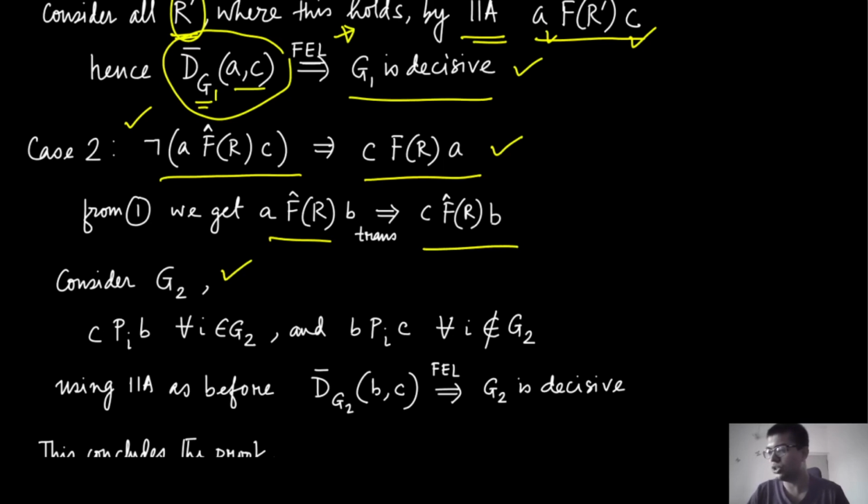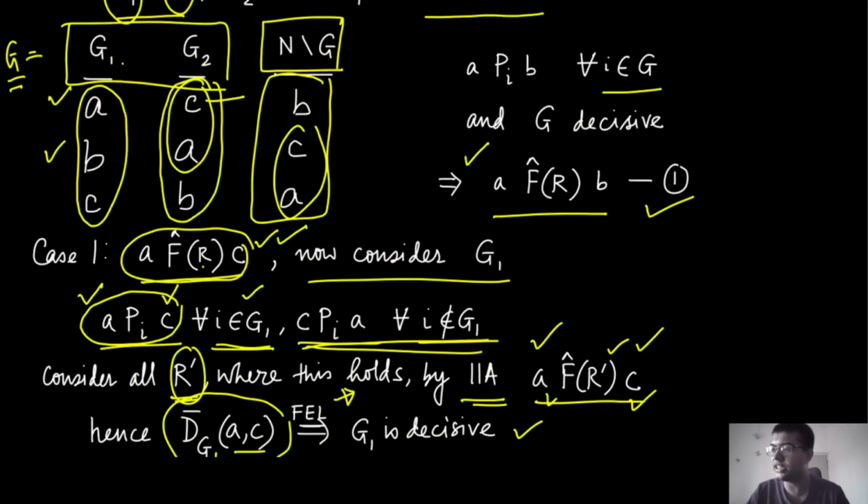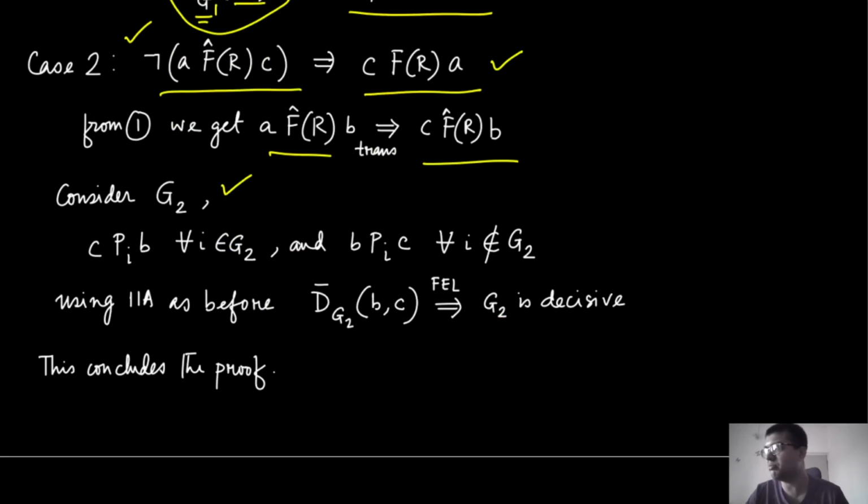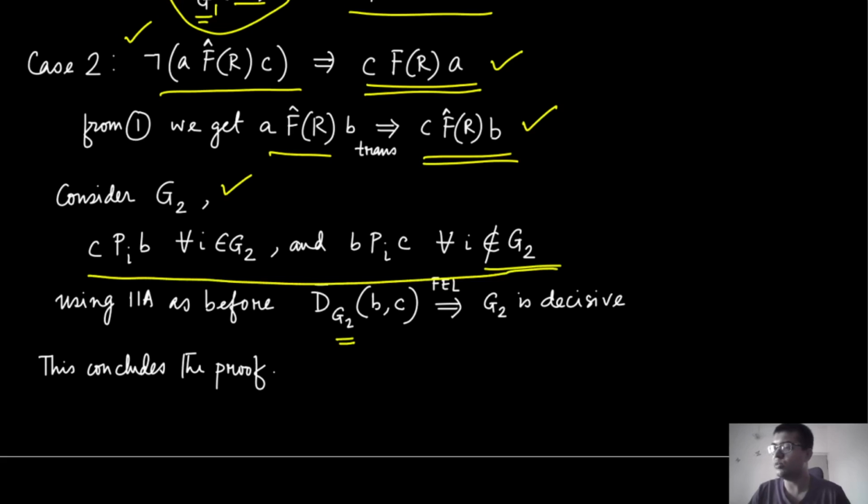Now we can consider G2, and look between C and B. You see that in G2, C is above B, and everywhere outside G2, B is above C, right? So this is exactly a similar condition as G1 for A and C. So this holds, and we know that for all those conditions, C should be strictly preferred over B. Now, if we just use IIA as before, and consider all possible R primes for which this condition holds, we can see that G2 becomes almost decisive between these alternatives B and C, and using the field expansion lemma we can say that G2 is decisive for all pairs of alternatives.